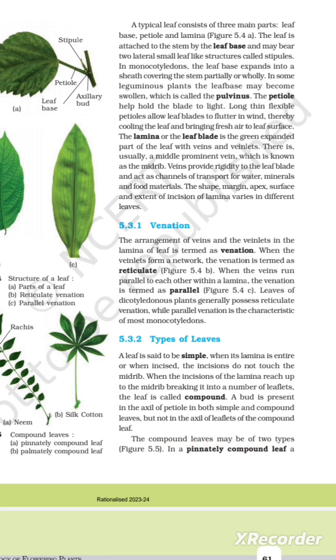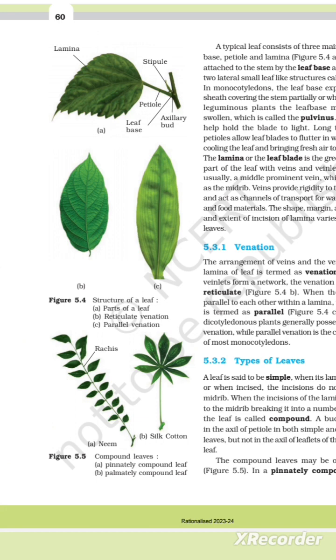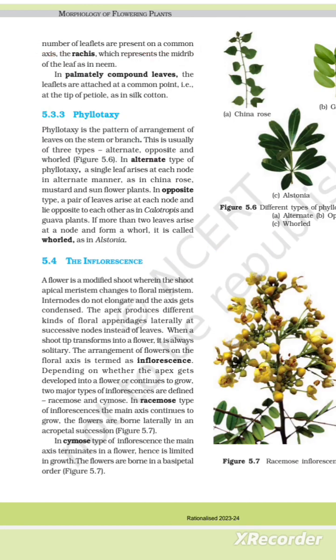The compound leaves may be of two types. Figure 5.5. In a pinnately compound leaf, Figure 5.4 Structure of leaf: A. Parts of leaf, B. Reticulate venation, C. Parallel venation. Figure 5.5 Compound leaves: A. Pinnately compound and B. Palmately compound. A number of leaflets are present on a common axis, the rachis, which represents the midrib of the leaf, as in neem. In palmately compound leaves, the leaflets are attached at a common point at the tip of the petiole, as in the silk cotton.